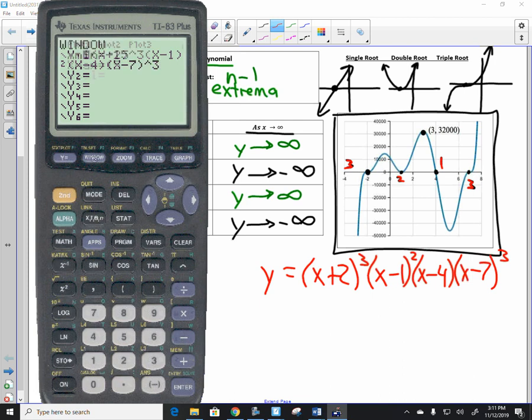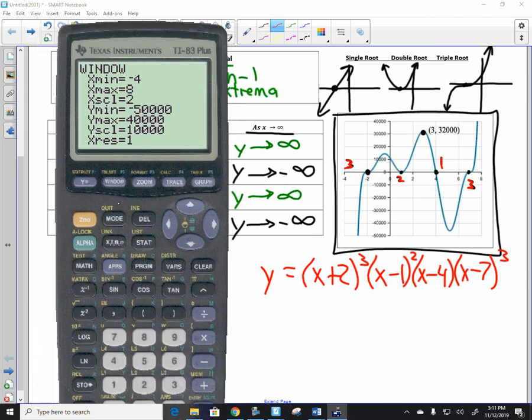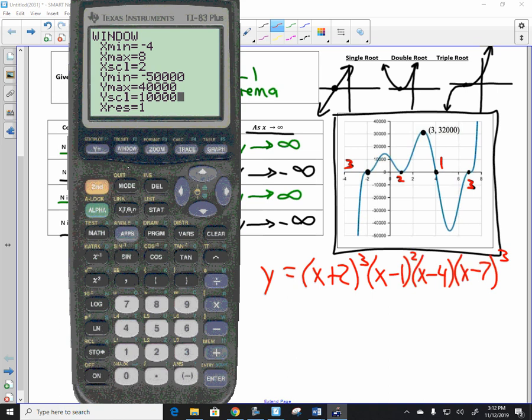So I've got that plugged in. If I go to my window, I get this same type of dimension. It looks like we've got -4 is our x value for our min, and then 8 is our other value. It looks like a tick mark every 2. And we go from -50,000 all the way up to 40,000. We got tick marks every 10,000. And hopefully if I graph it, I get that. If I didn't, I'd type something in wrong. Let's see what we get.